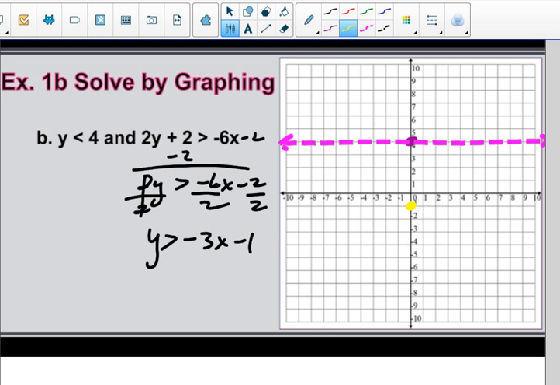And then I use my slope, it's going down. So from left to right, I'm going to go down 3, 1, 2, 3 to the right 1. Or I can go up 3 to the left 1.